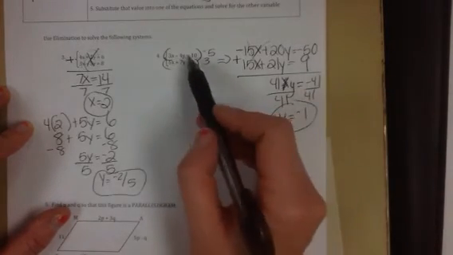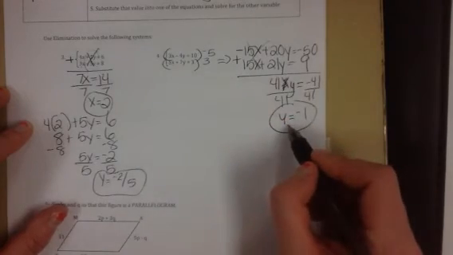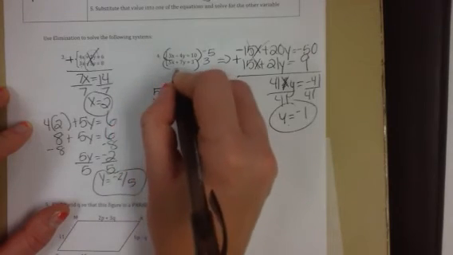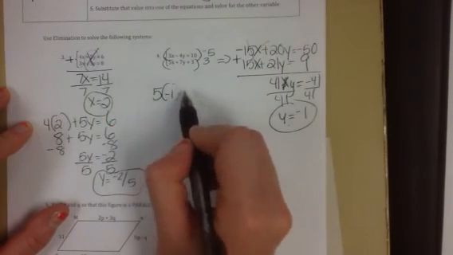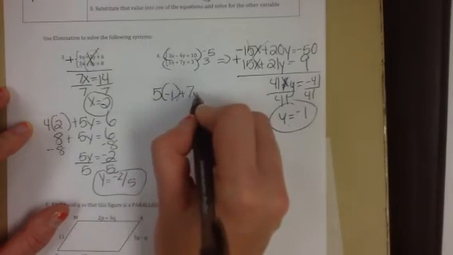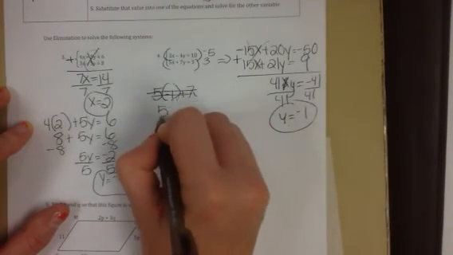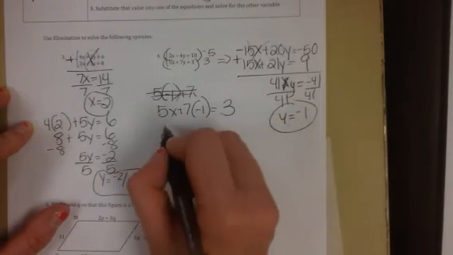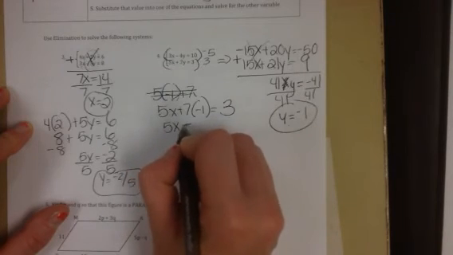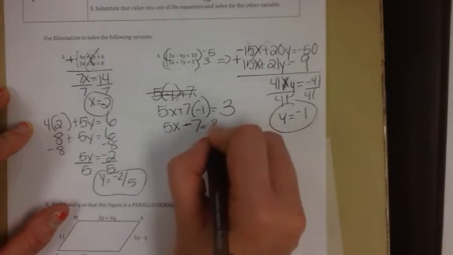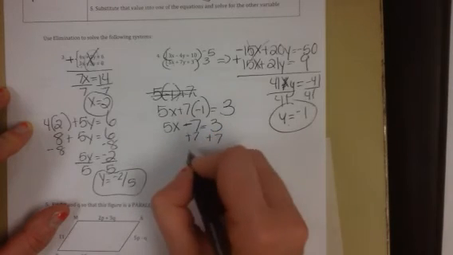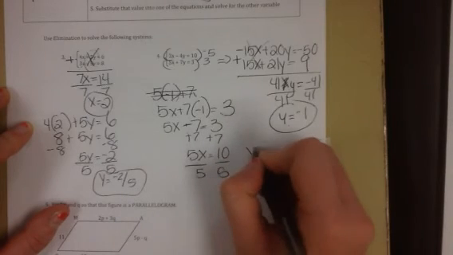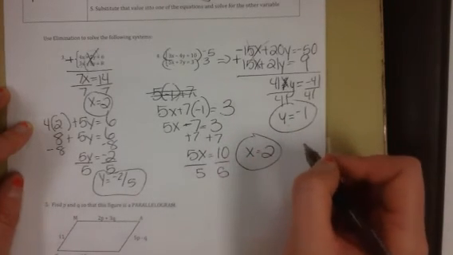And then from there, it's just a matter of choosing one of our two equations and inserting y equals negative 1. I'm choosing the second equation, and we're solving for x now. So 5x plus 7 times negative 1 equals 3. So we have 5x minus 7 equals 3. We're going to add 7 to both sides to get the x alone. 5x equals 10, and then divide by 5. So x is equal to 2. So those are our two solutions.